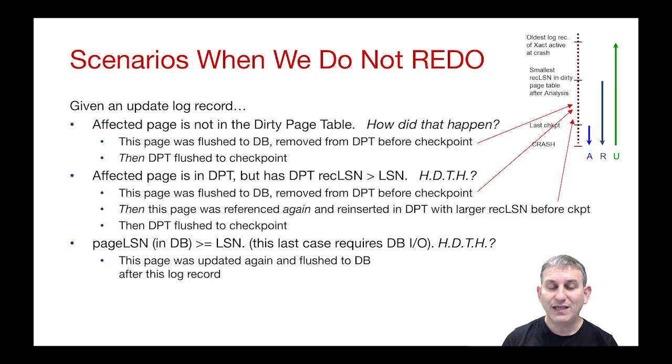Final case, we get down to the database and we are about to apply our redo, and we see that the page LSN in the database is greater than or equal to the LSN we're looking at now. How did that happen? Well, this page has simply been updated and flushed to the database, stolen, after the log record we're looking at. And that could happen at any point for any number of reasons, because the buffer manager can be writing things to the database asynchronously. So this page was stolen, it was flushed to the disk, that's fine, and our update has already been reflected.